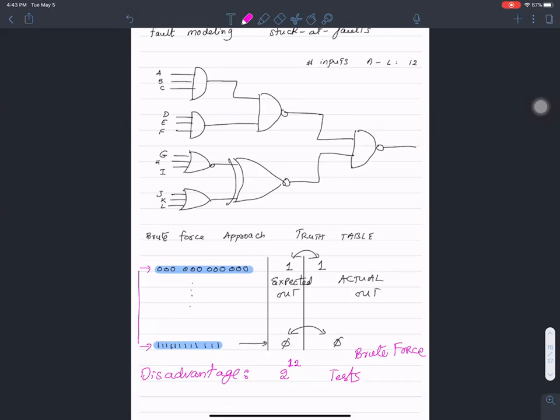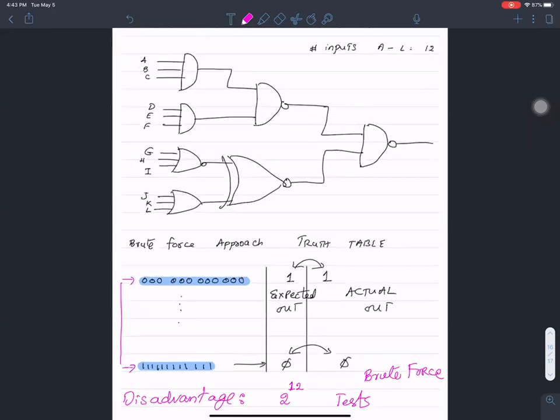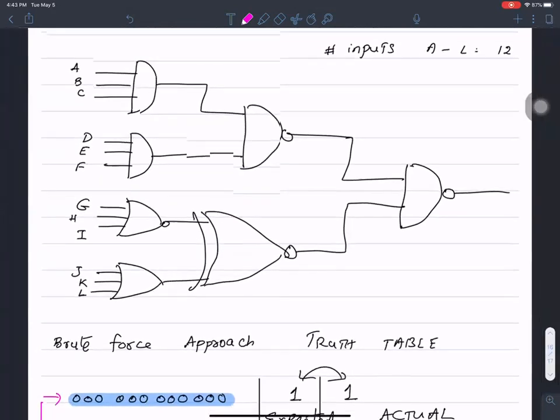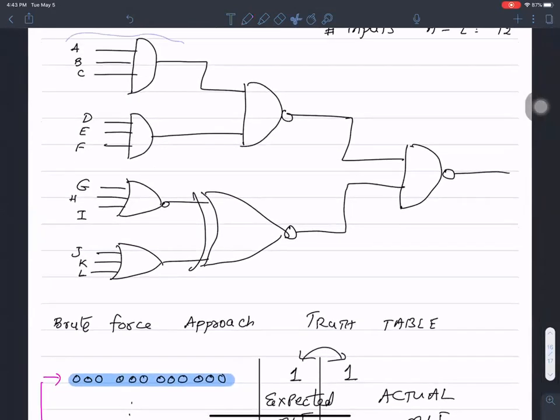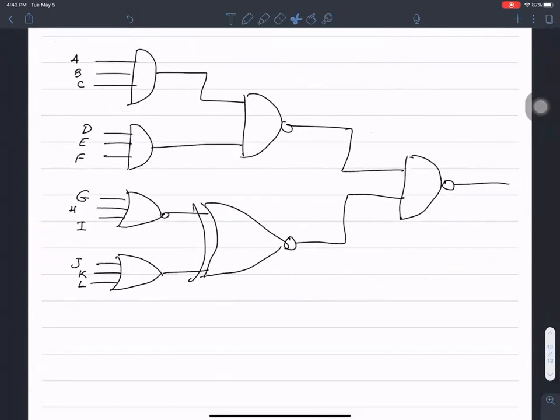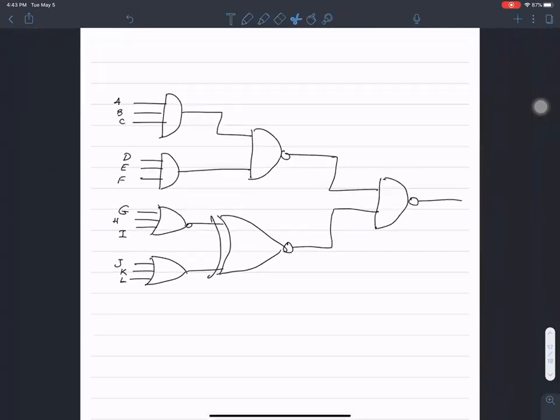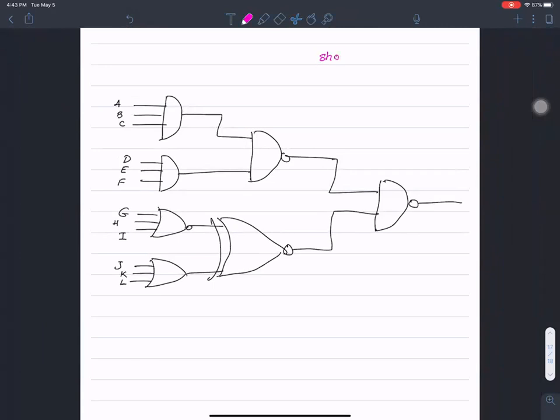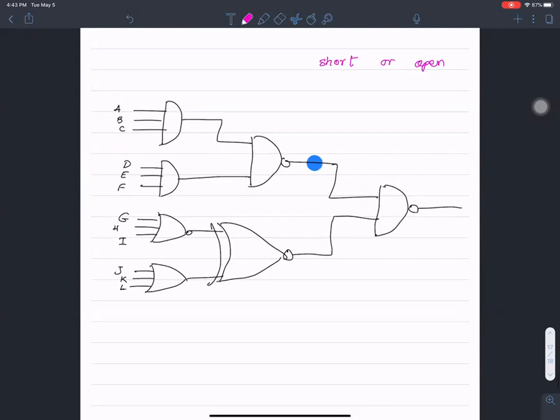Thankfully, there's a much more clever, much more efficient alternative that is based on the idea of fault modeling. Let me copy this to illustrate the notion of fault modeling. Like I mentioned, the possible faults could be shorts or opens. If you take any node, it does not matter which, it could be shorted to ground or it could be shorted to power supply.